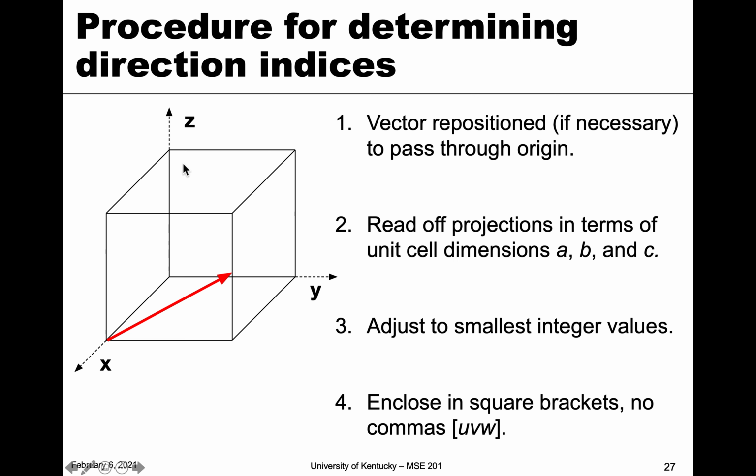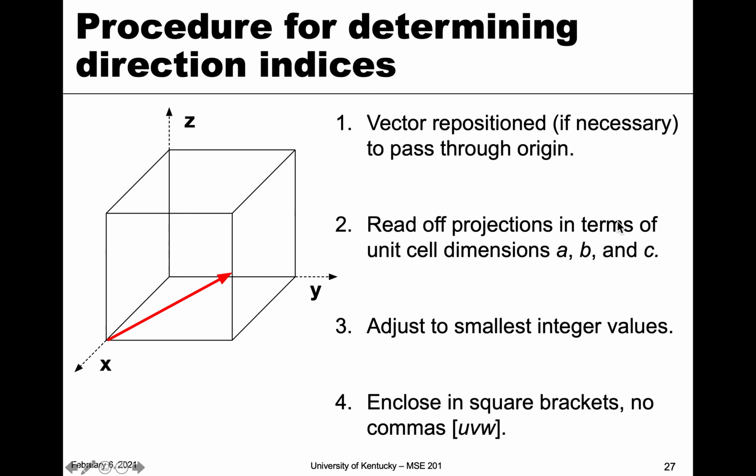Okay, so let's say we have a given direction and we want to determine the indices. We want to write it down, right? So the first step that I'm always going to have you do is move the vector so that it passes through the origin. This isn't passing through the origin, so I'm going to move it so that it passes through. That's the first step. And then I'm going to read off the projections in terms of the unit cell dimensions.